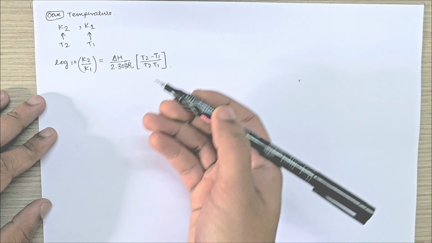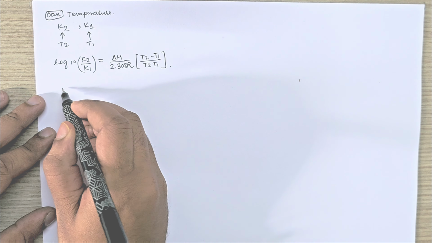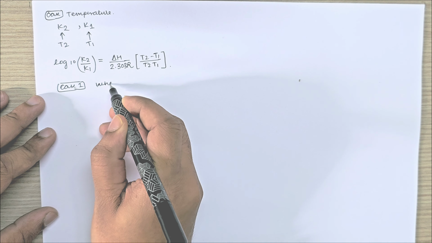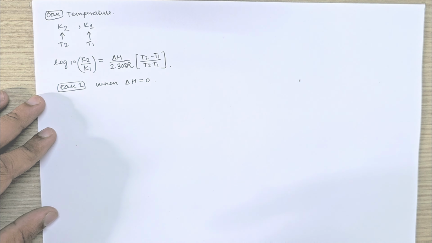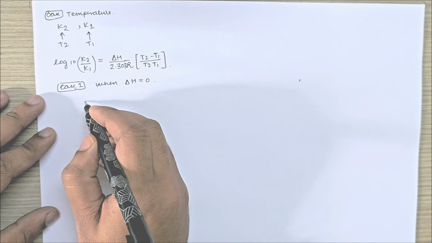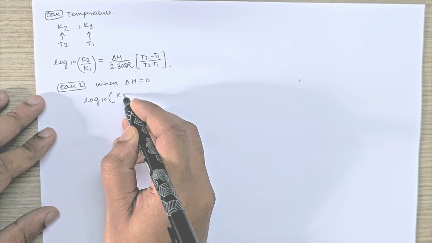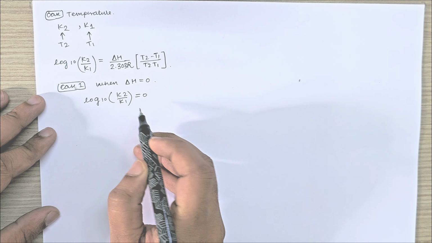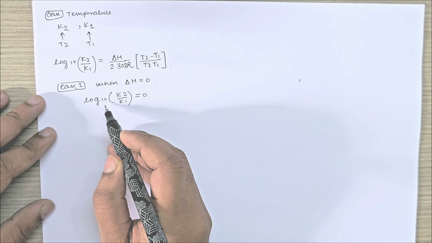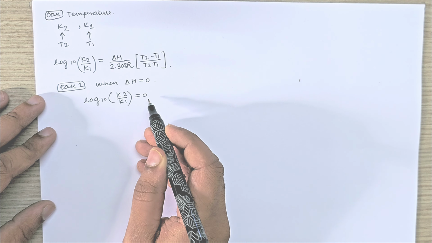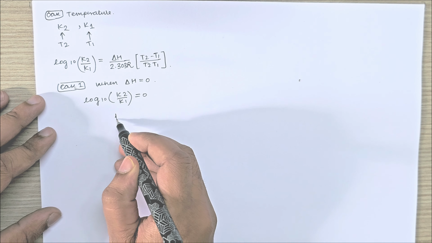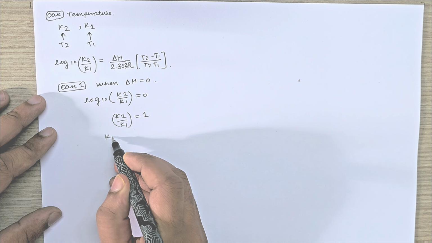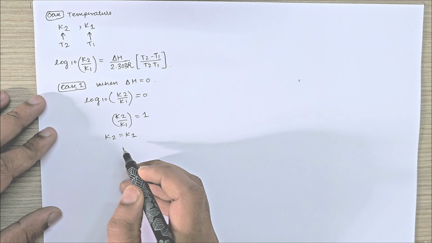So what this equation implies, we will see here. Case 1, I'm taking it as when the enthalpy change is 0. Basically, this whole term becomes 0 as the enthalpy change is 0. So you can see that log base 10 of any value, when it equals 0, that value becomes 1. So K2 divided by K1 becomes 1, and here it is implying that K2 is equal to K1.